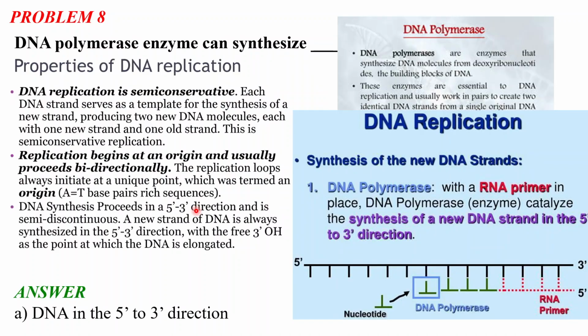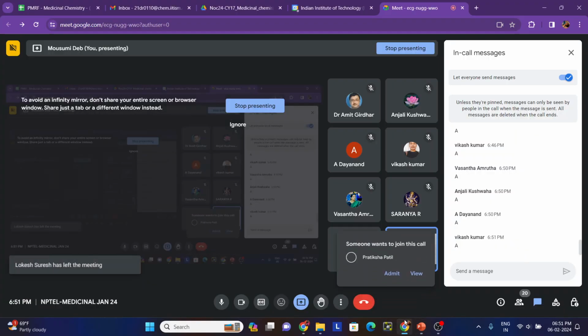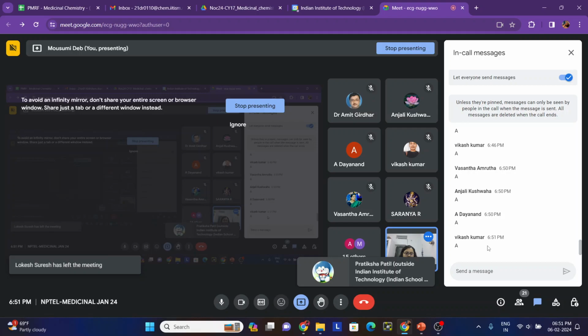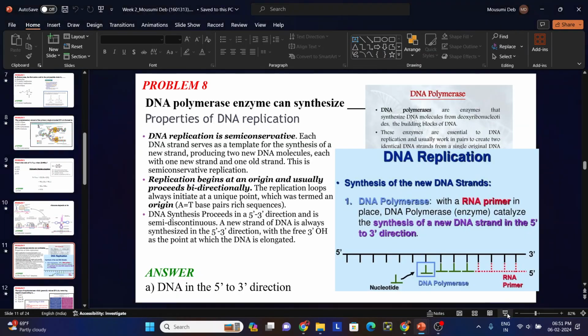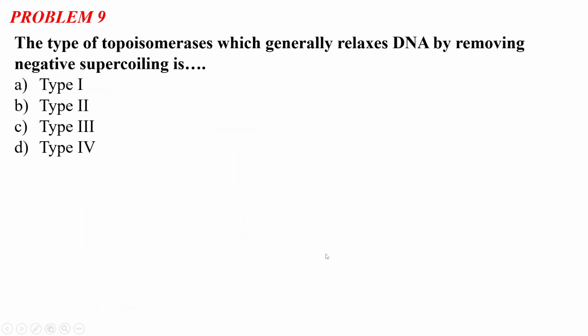Somebody wants to join. So, I have a few answers. Let others also try. I will give you 1 more minute and then I will show you the answer and then we will discuss. The type of topoisomerase which generally relaxes DNA by removing negative supercoiling is type 1, type 2, type 3 or type 4.